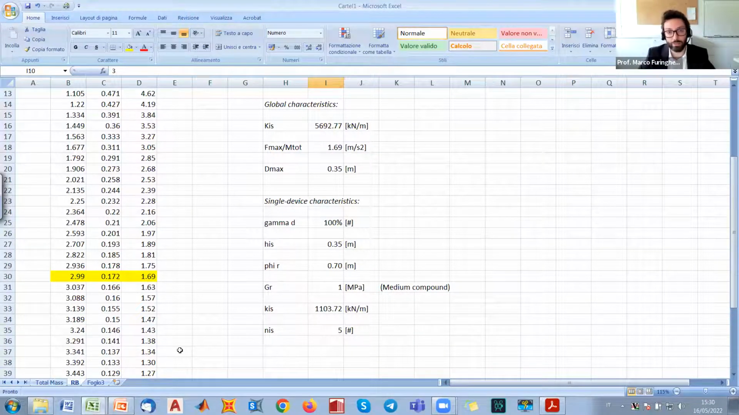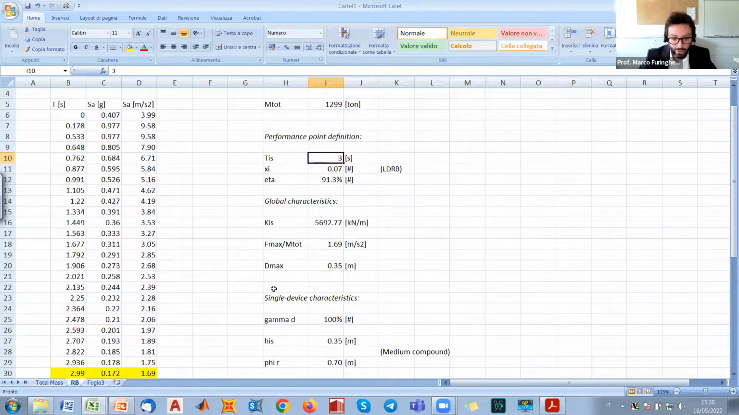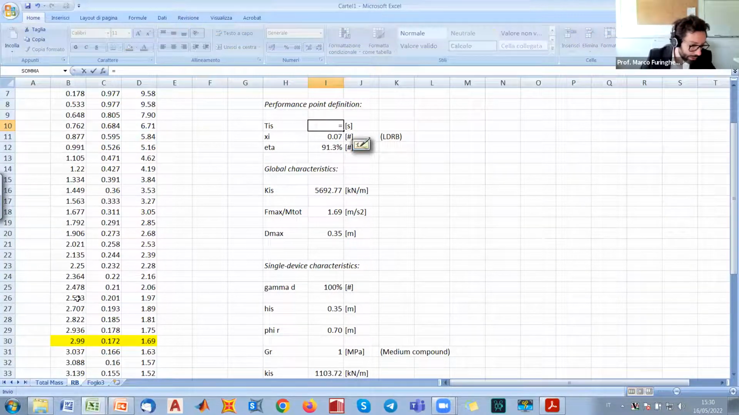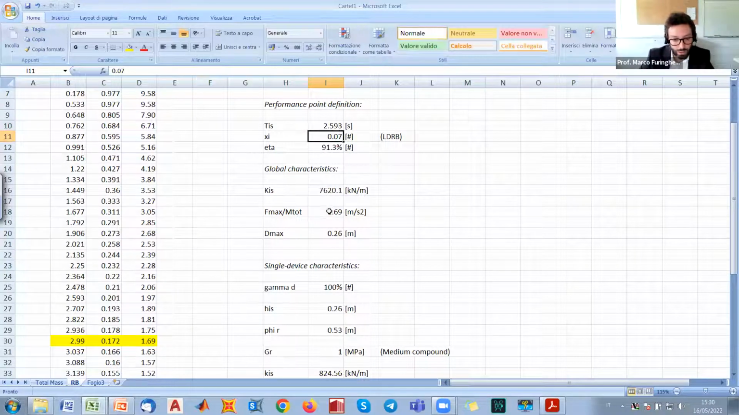Sorry. The number of isolators for our system. So let's try to change it. Instead of 3, let's consider directly 2.5. Okay. And let's consider directly this value, 2.5, 93, so that we can come up with the right one.